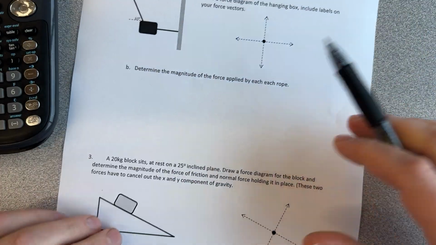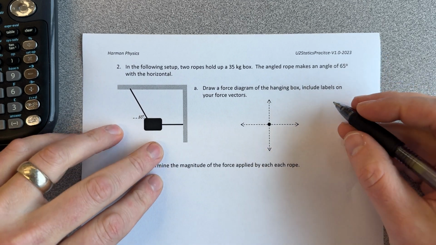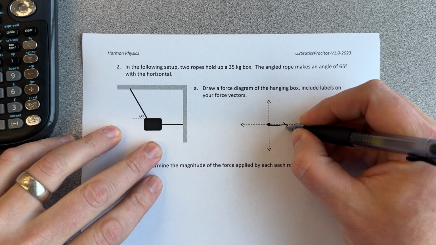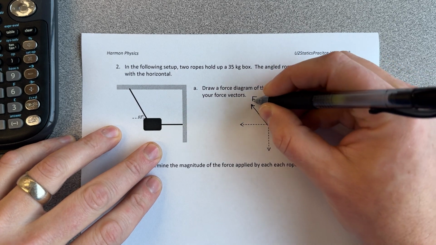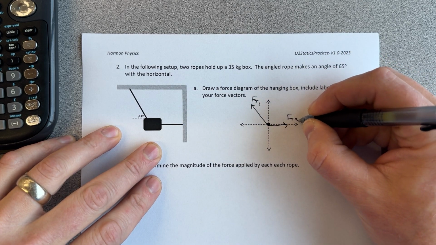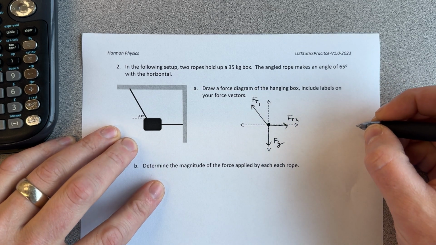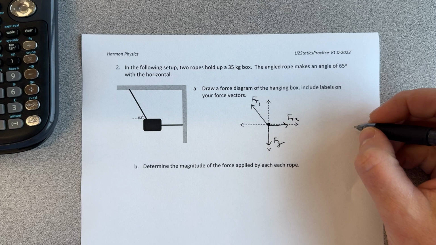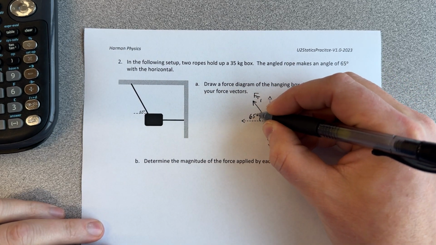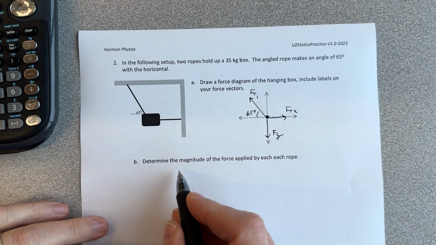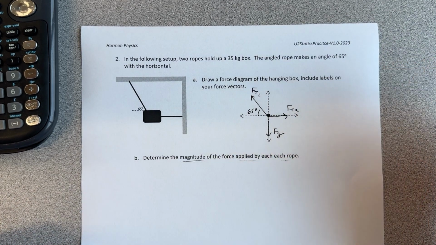All right, next one here quick. We've got a 35 kilogram block, two ropes. Okay, two ropes. There's one, there's the other. I'll call it FT1 and FT2. We've got a force of gravity going down. All right, this is 65 degrees. Determine the magnitude of the force applied by each rope. So we've got to find FT2 and FT1.